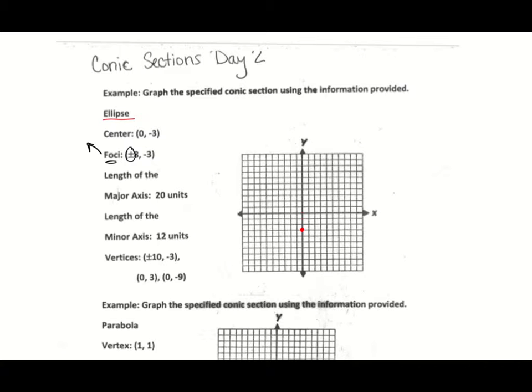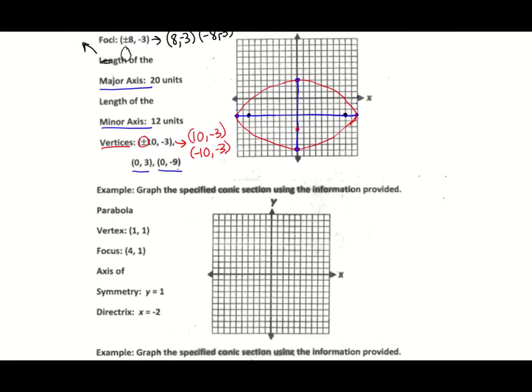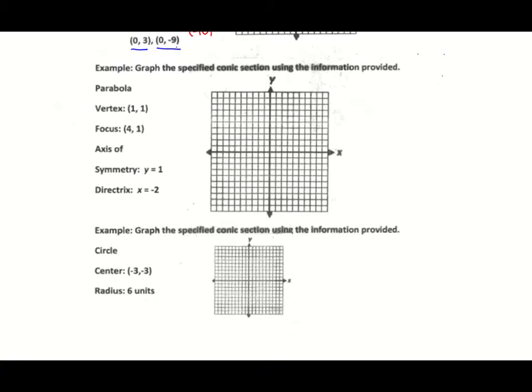Okay, let's move on to the next example. This one tells me I'm going to be graphing a parabola. So the first thing I've got is my vertex. That is (1, 1), right here. Then I know that my focus is (4, 1). So let's graph that point.